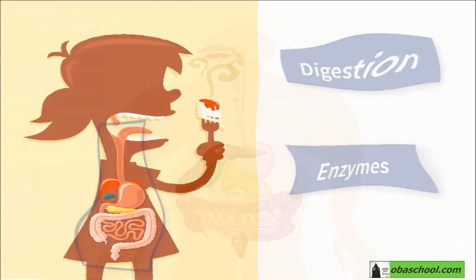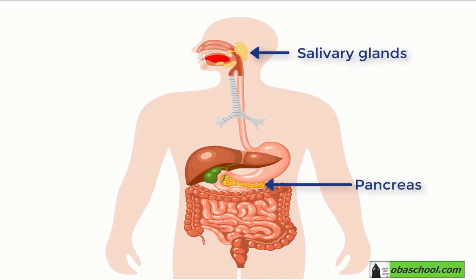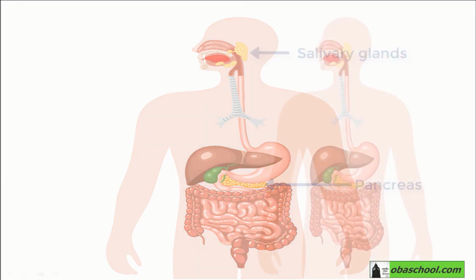The digestive system starts at the mouth and finishes at the anus. It contains several glands and organs whereby enzymes are released, such as salivary glands and pancreas.